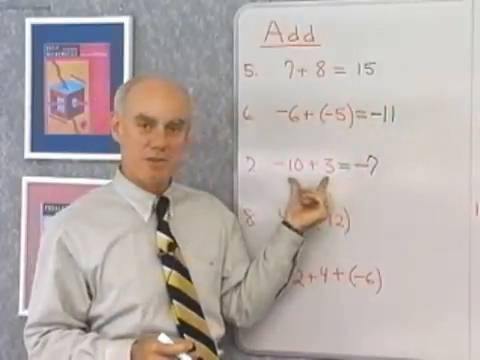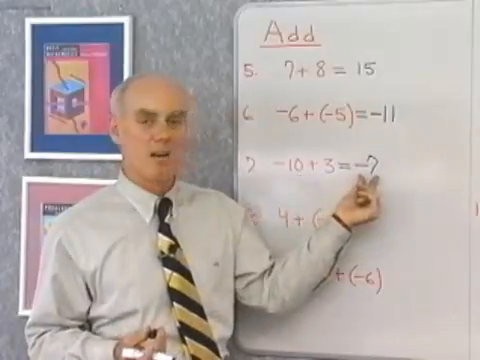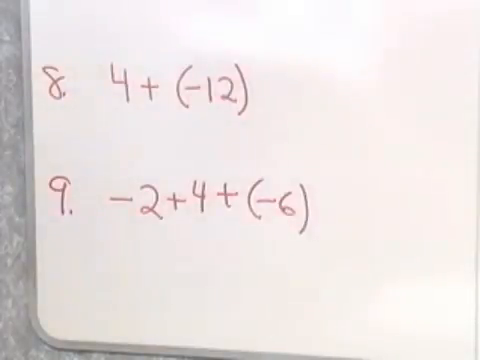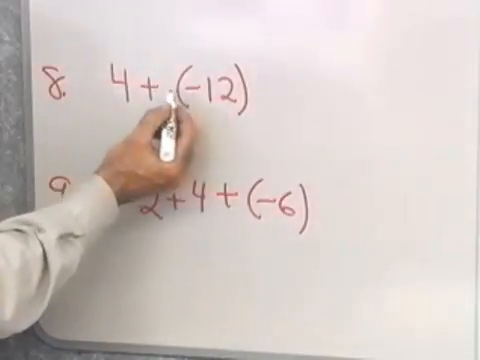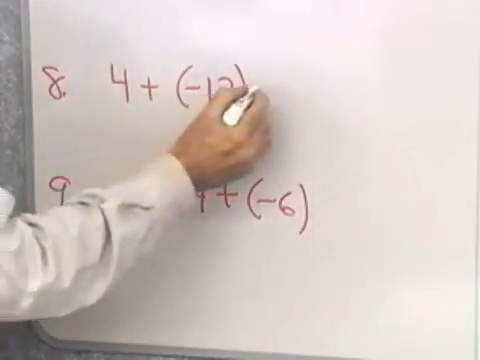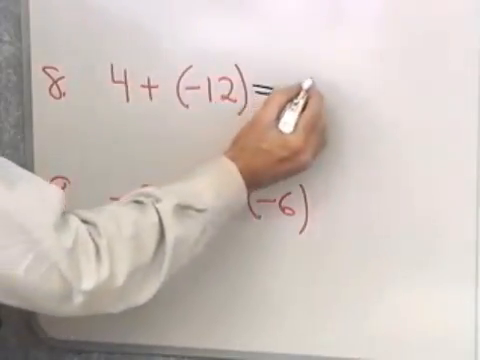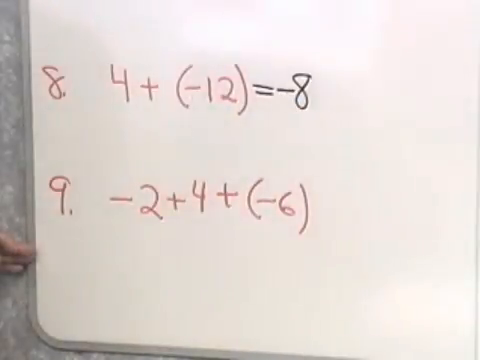If the numbers have different signs, we subtract the smaller from the larger absolute value and use the sign of the larger absolute value. Our next problem, 4 plus -12. Again, two numbers with different signs, a +4 and a -12. This is the addition sign right here. I subtract the smaller absolute value from the larger. 12 minus 4 is 8. And I use the sign of the number with larger absolute value, negative.